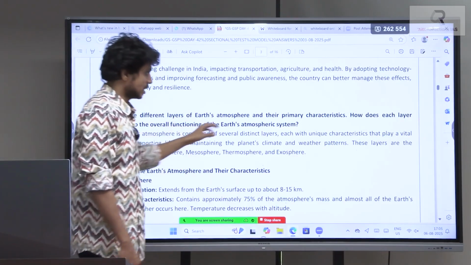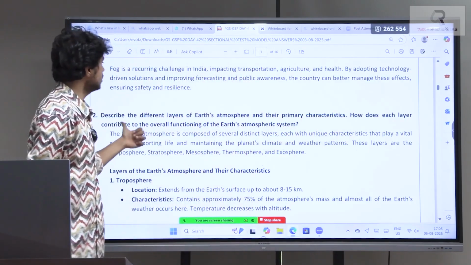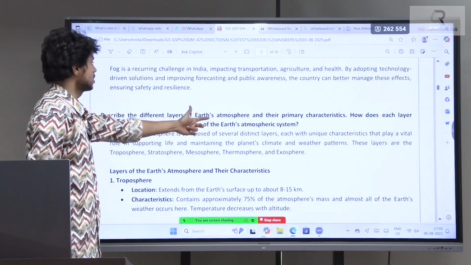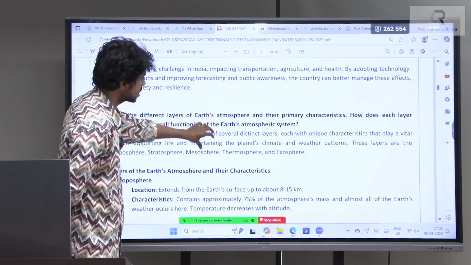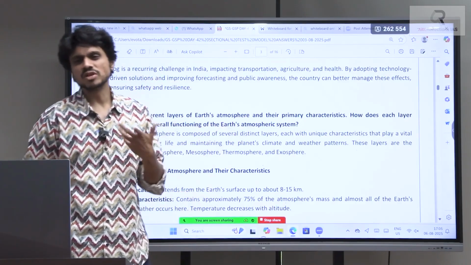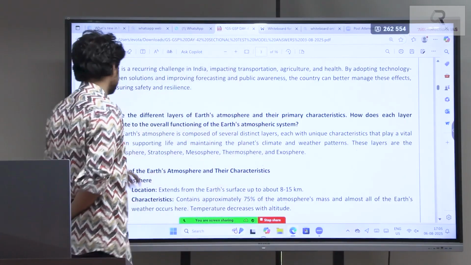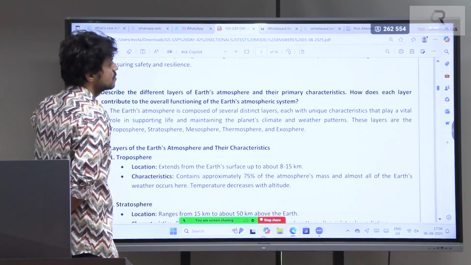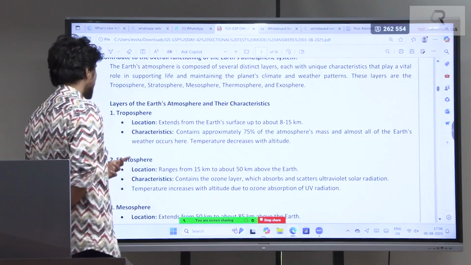But see, even if I don't have this how aspect, and if I mention examine different layers of the atmosphere, then it is expected to write this major analysis: their role in the Earth's atmospheric system. Usually the prime role is played by the troposphere only. We are supposed to write those aspects. So they have given it as two parts. But usually if the question is examine, still you are supposed to add that kind of aspects.